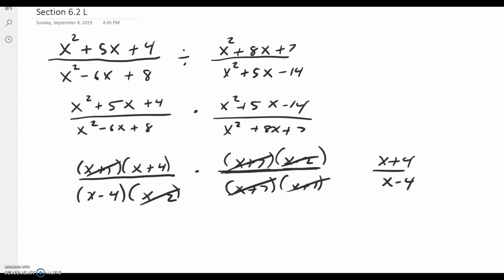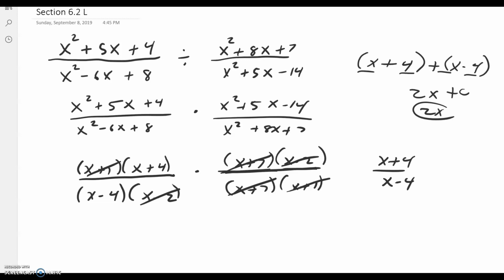It does not cancel to 1 because the top and the bottom are not equal to each other. The question is, does it cancel to negative 1? It will cancel to negative 1 if these two binomials are opposites of each other. Now how do we know if they're opposites of each other? If you add them and get 0, they're opposites. 4 plus negative 4 is 0, but x plus x is 2x. So when you add these two binomials, you don't get 0, so they are not opposites of each other.